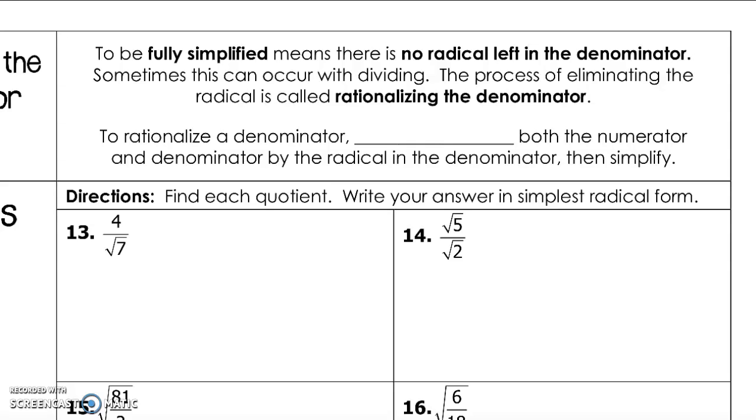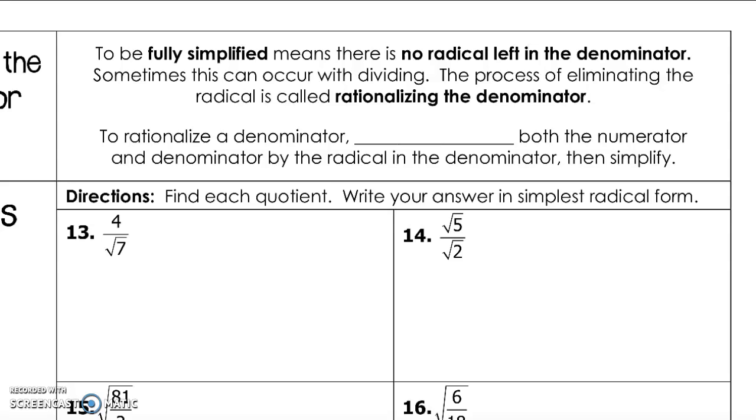On page 1110 of our notes, we're going to continue dividing. However, as you can see, most of these can't be simplified. A few of them can, so we'll still use our steps from the front, but sometimes they can't be simplified and you end up with a square root in the denominator, which is not allowed. In order to be fully simplified, you cannot have a radical, so a square root, in the denominator.